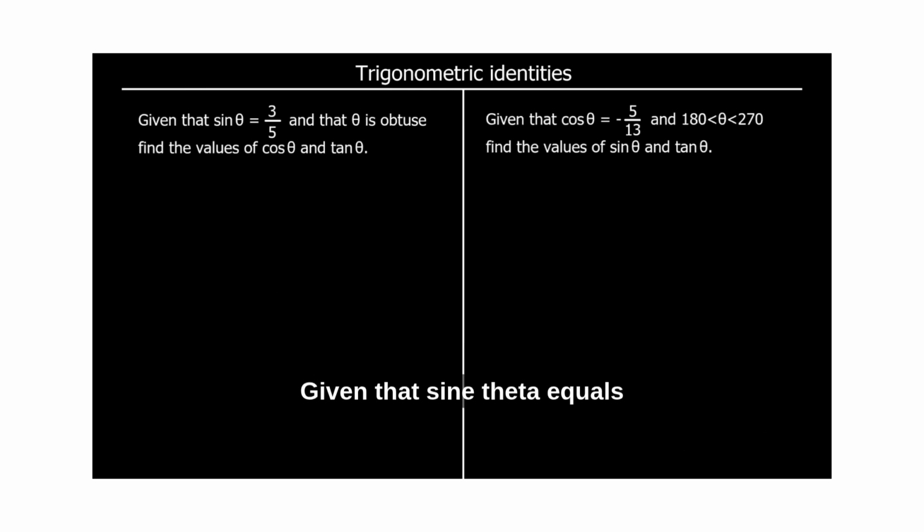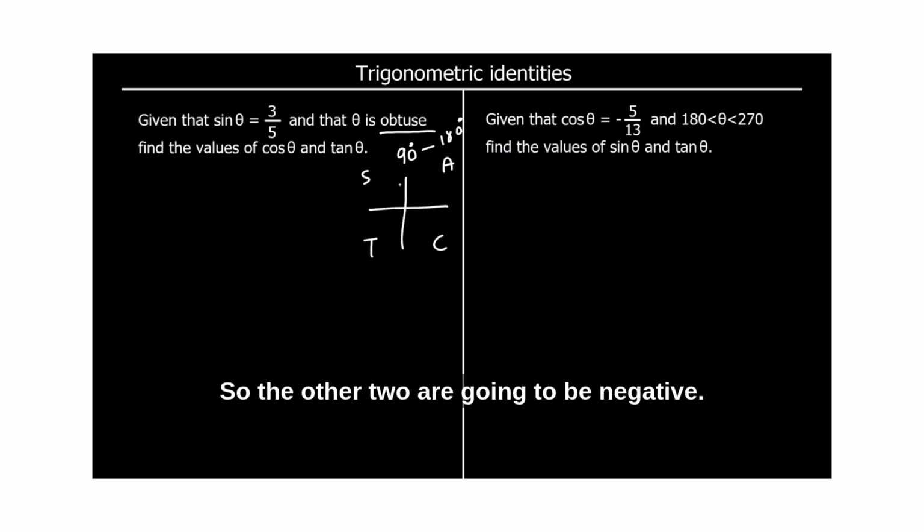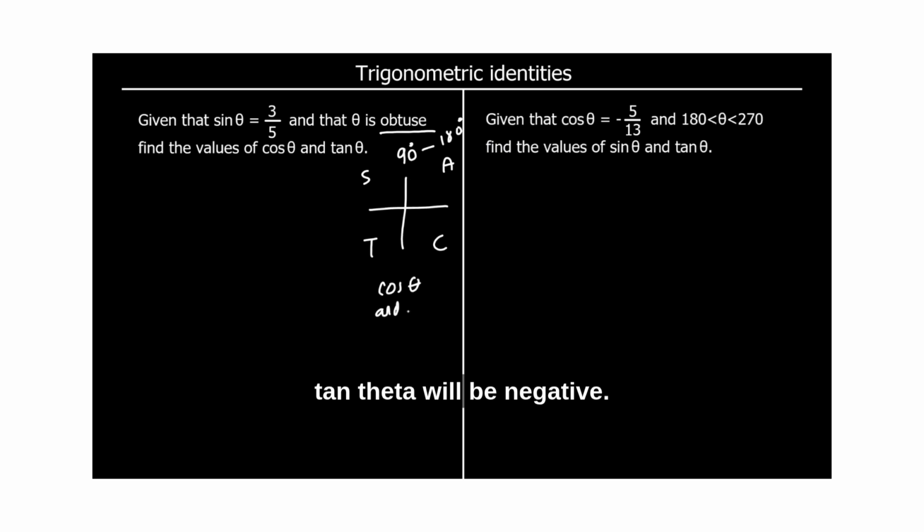Given that sine theta equals 3/5 and theta is obtuse, obtuse means between 90 and 180 degrees. Find the values of cos theta and tan theta. So if it's obtuse, only sine is positive. So the other two are going to be negative. So cos theta and tan theta will be negative. We know that because it's obtuse.